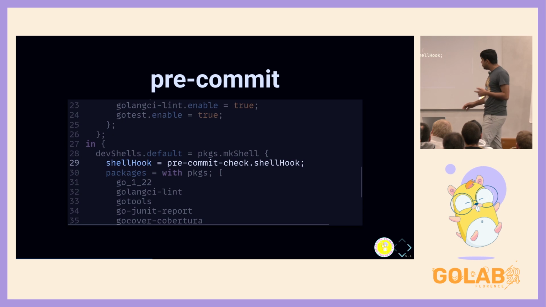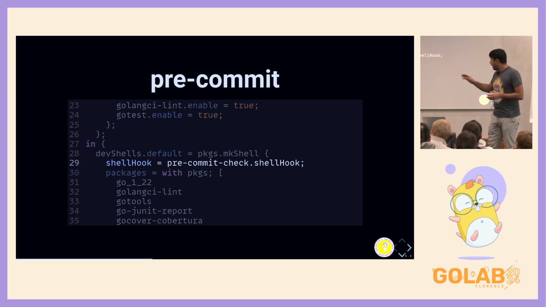The final thing we want to do is add the shell hook argument to our make shell function here. In this case, we're just going to use the pre-commit shell hook. A shell hook is just some code that's going to run as soon as we load into this development shell. It's just like a bash script. We could equally write echo hello world, and every time we loaded into that shell, it would run hello world.